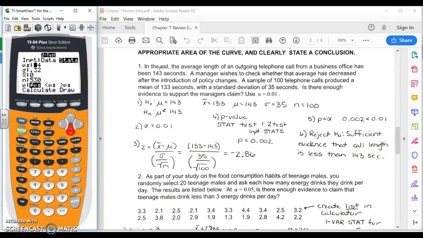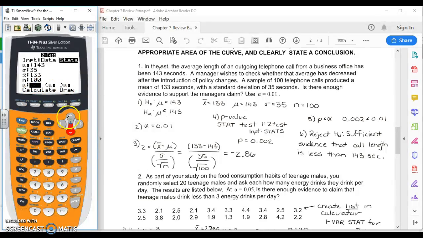So our mu in this example is the 143. Our standard deviation, again, was given to us. It's 35. X bar in this example was 133. And our sample size is the 100 telephone calls.